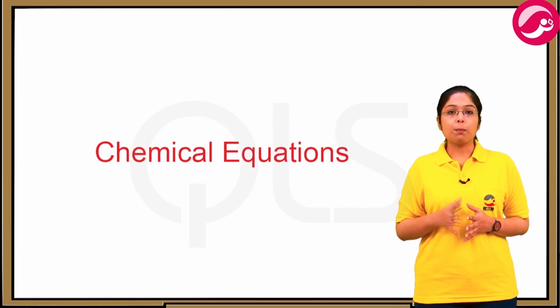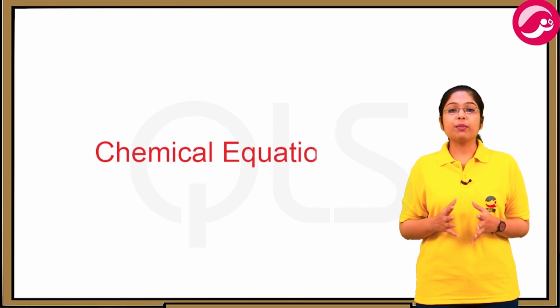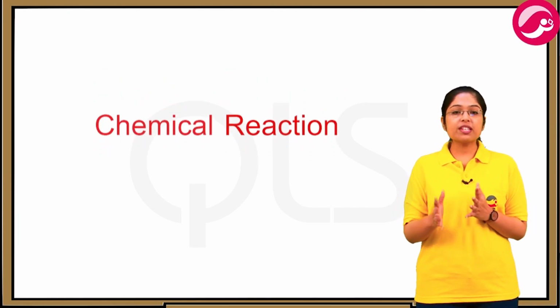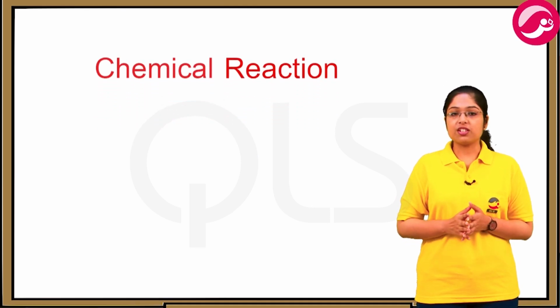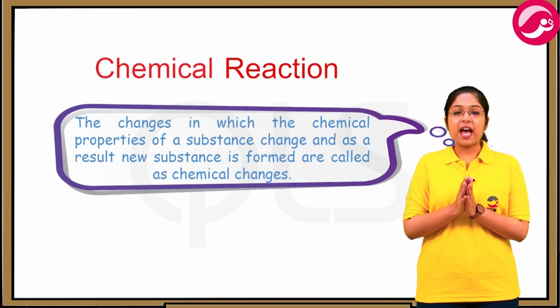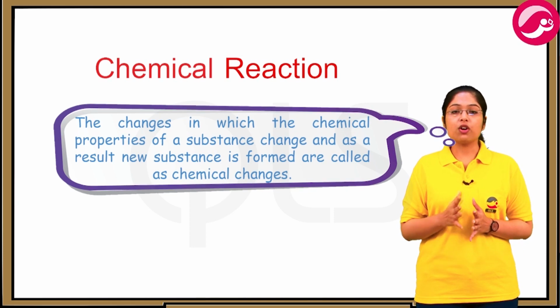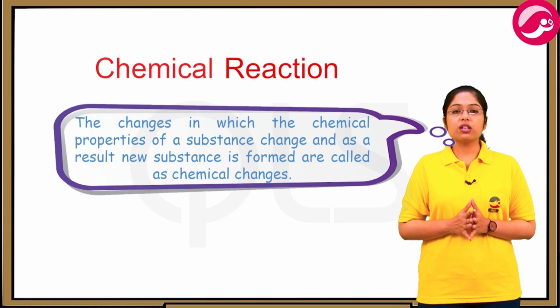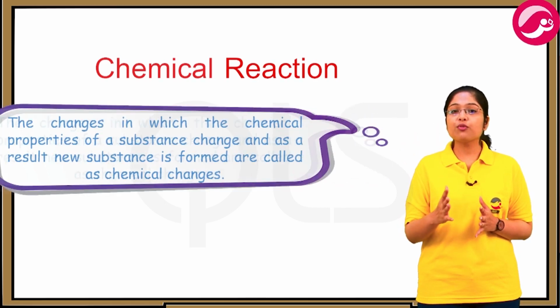So, आज हम chemical equations लिखना सीखेंगे. But first, let's see what is a chemical reaction. In previous classes, you have studied about chemical changes. The changes in which the chemical properties of a substance change and as a result new substance is formed are called as chemical change. For any chemical change to occur, some type of chemical reaction has to take place.